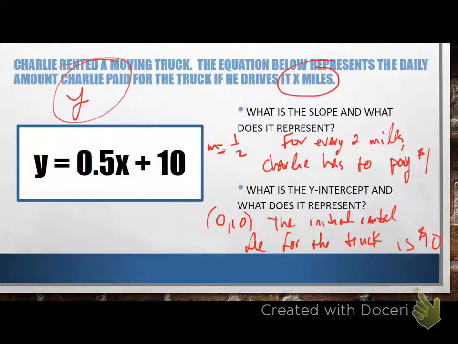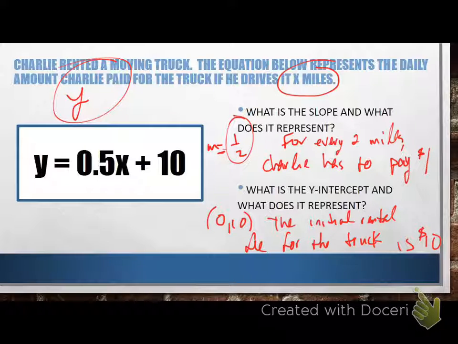All right, what'd you come up with? Hopefully you found the slope to be 1/2. I know it says 0.5, but again, I like the slope to be a fraction. That way I can see the rise, see the run. I can see the x, I can see the y. I can see the numerator, I can see the denominator. So I made 0.5 into 1/2. Hopefully that makes a lot of sense. So what does it represent? So for every 2 x's, and x's is the number of miles driven, so for every 2 miles, Charlie has to pay $1 because the y is how much he pays. So for every x, he has to pay $1.